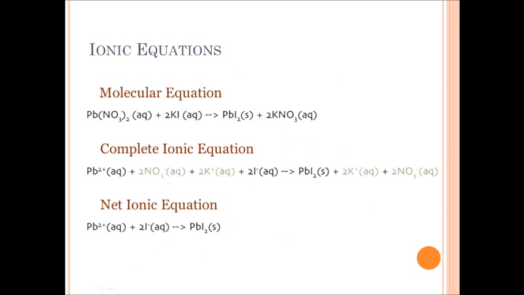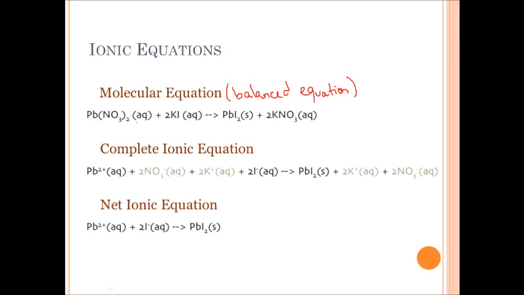So let's look at an example. We have a molecular equation. This is your balanced equation here. This is what we just talked about. Okay, we have lead 2 nitrate. We're mixing with potassium iodide. We get lead 2 iodide and potassium nitrate. This is that yellow solution I did when I was doing the demos. Okay, so that's your balanced equation.